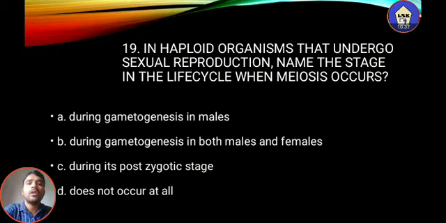This is wrong because the zygote undergoes meiosis. That is called zygotic meiosis, that leads to the formation of a special kind of haploid spores, and the haploid spores then undergo mitosis to develop as new individuals. So option C is the right answer to question number 19.